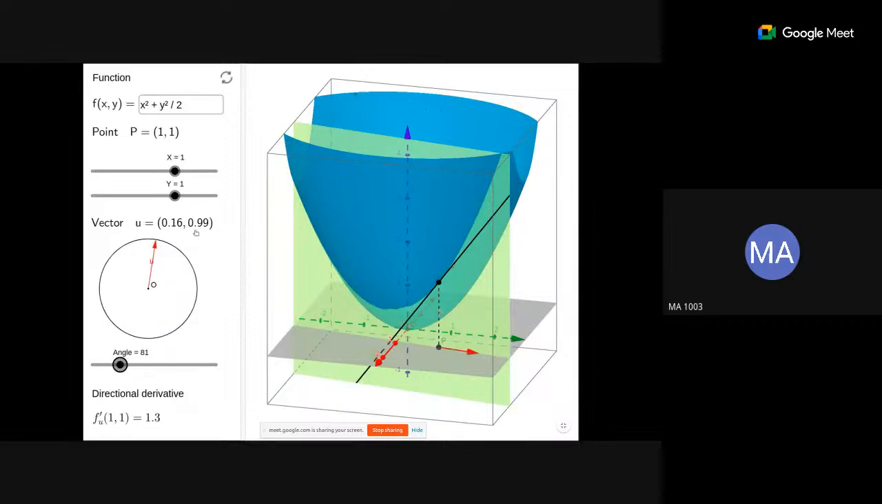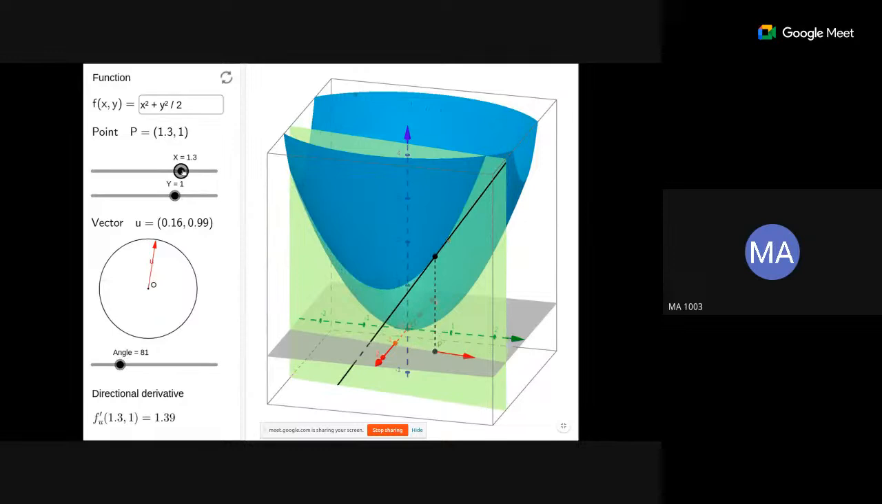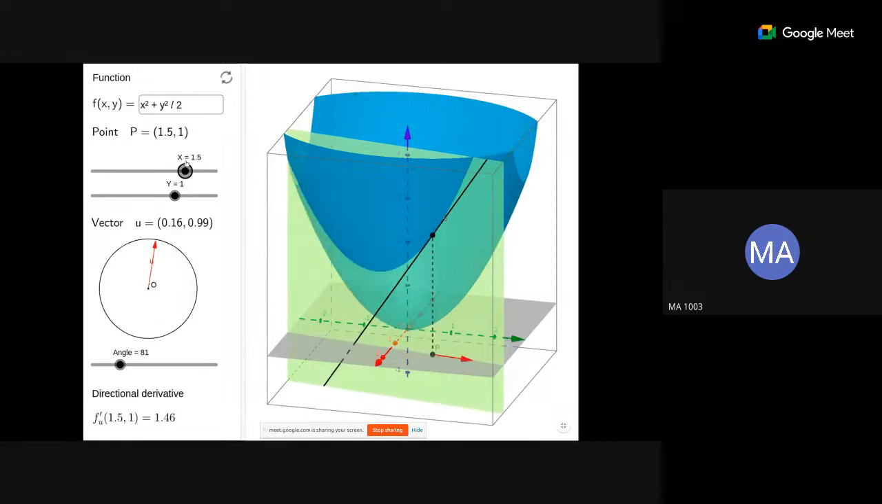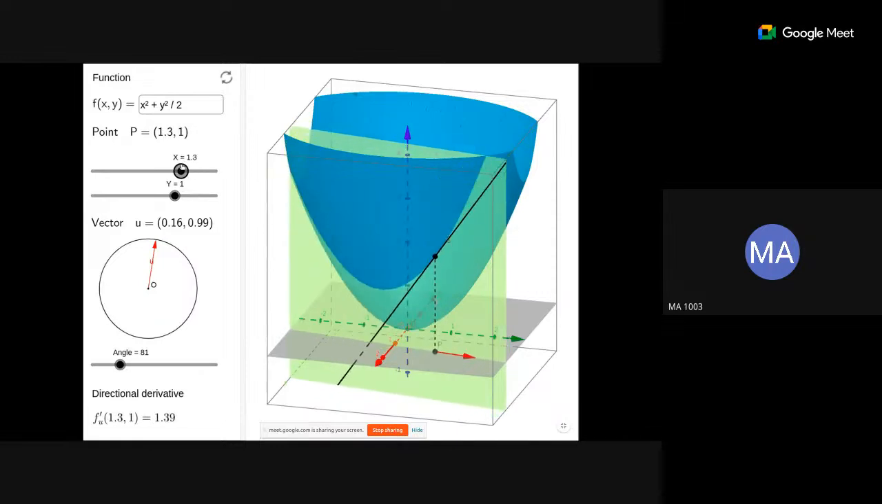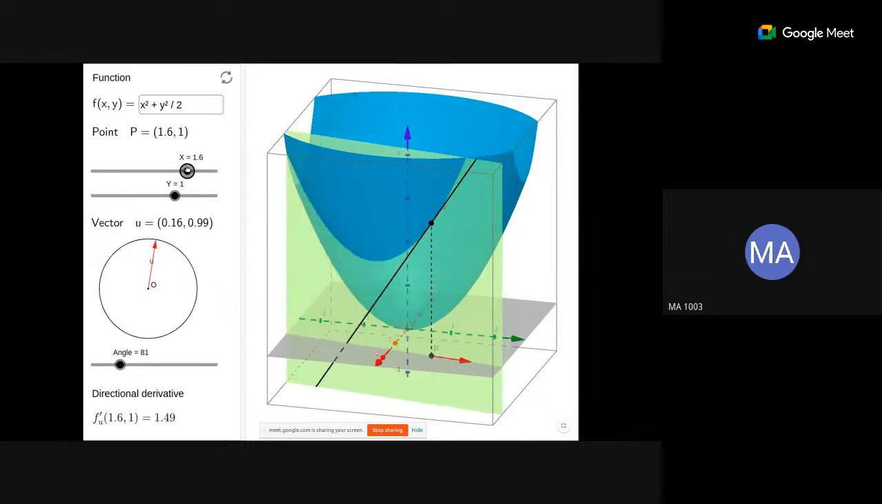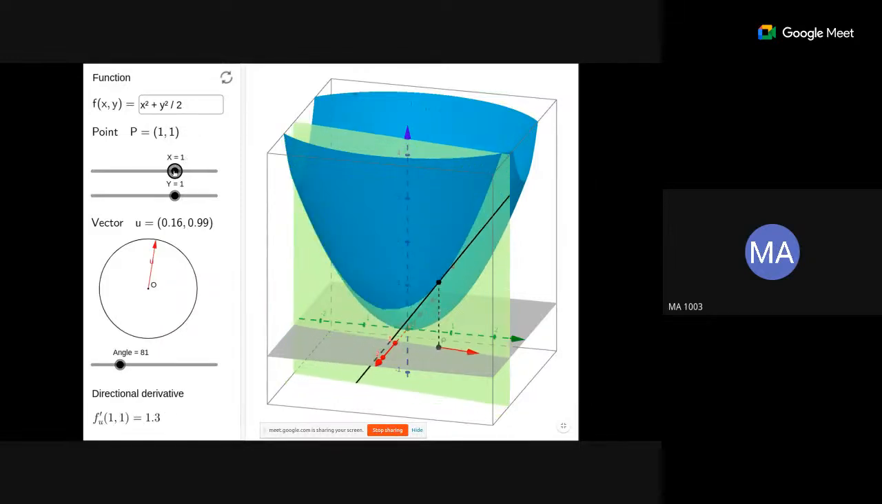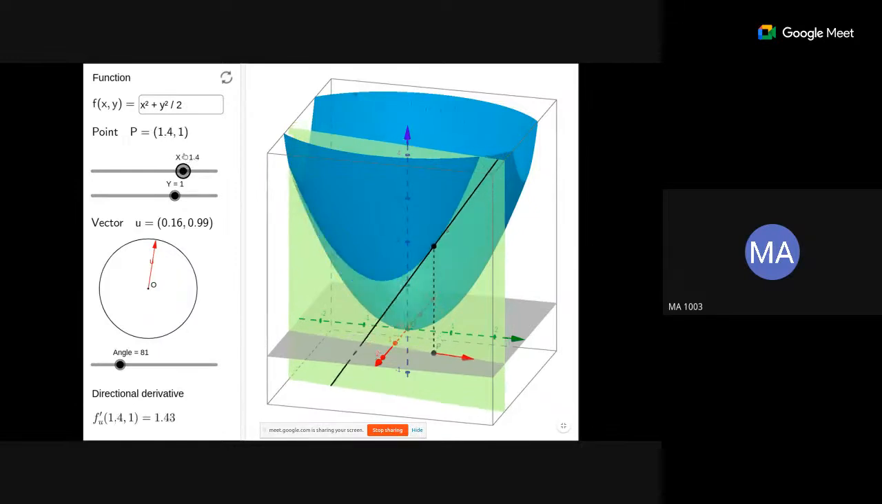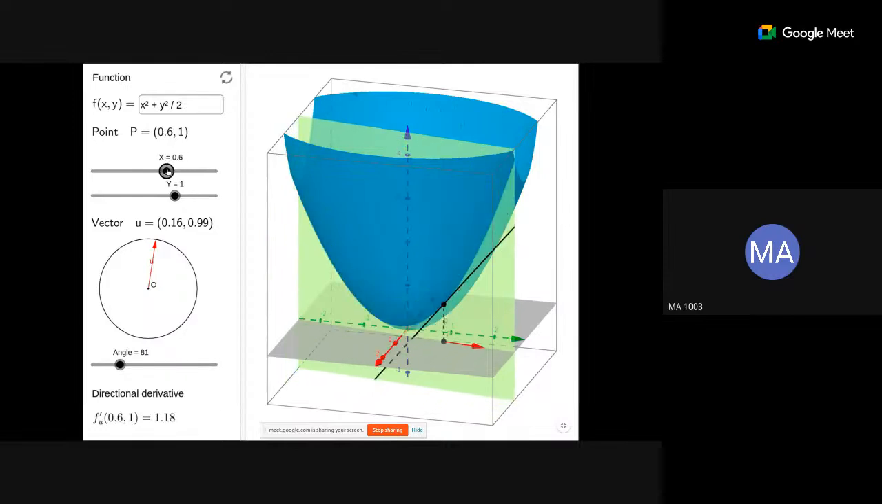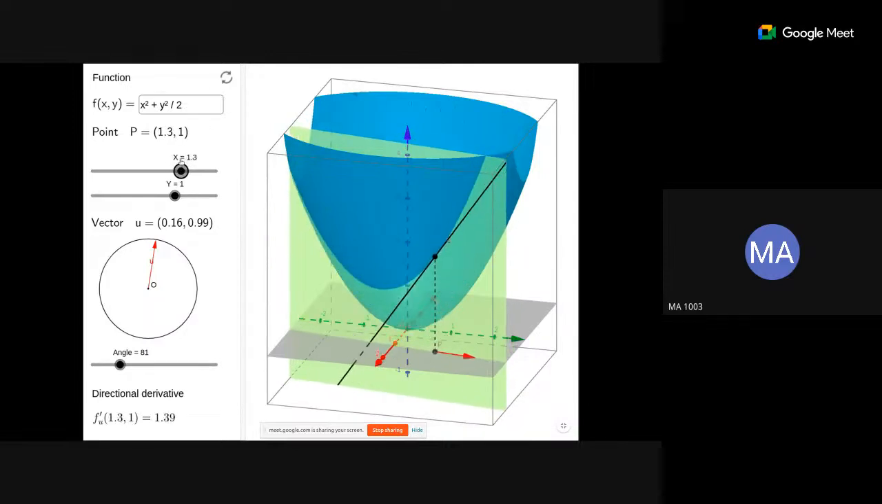Now, if I fix the vector, then I can move the point. I am only changing the x coordinate, I move the point. Then you can see the tangent plane is shifting parallel because our direction is the same. I am just moving our point. Is it clear to everyone? This plane which is cutting our surface is moving parallel on our surface because our vector direction is fixed.